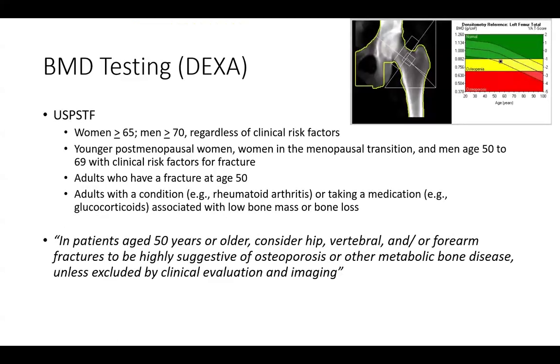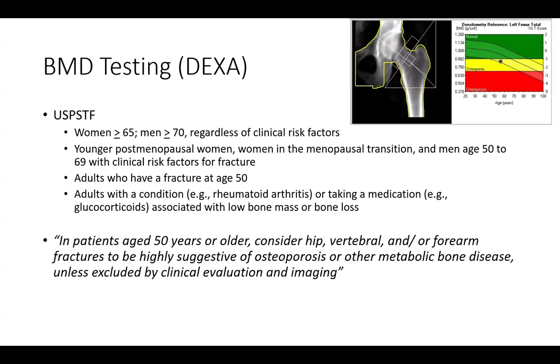So the DEXA scan, this is probably the one that most of us are familiar with, but we probably have no idea who should get one. So the current recommendations are women over the age of 65 and men over the age of 70, regardless of their risk factors. We can bring the age a little bit lower if there are patients with clinical risk factors for fragility fracture. Also include any patient over the age of 50 that sustains a fracture pretty much. Any adults with any condition like rheumatoid arthritis or patients on steroids, anything that you may think may be associated with low bone mass or bone loss.